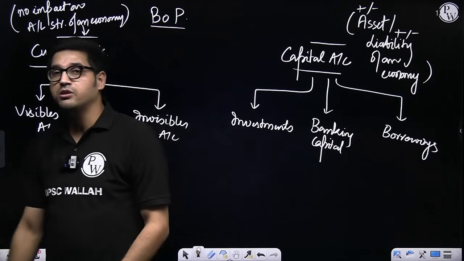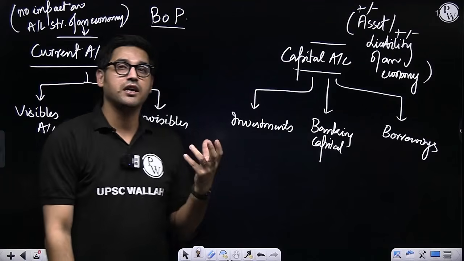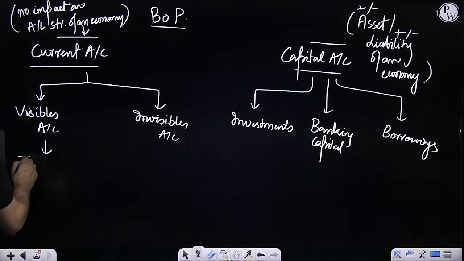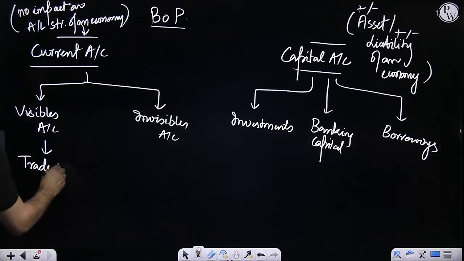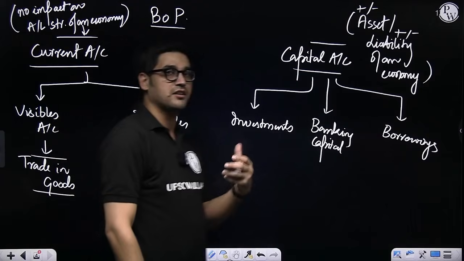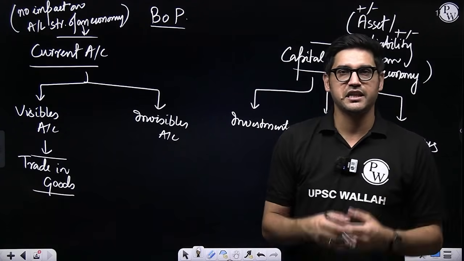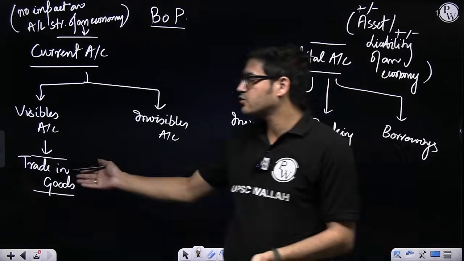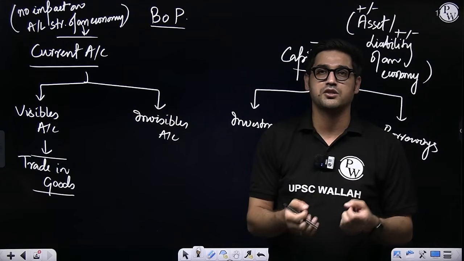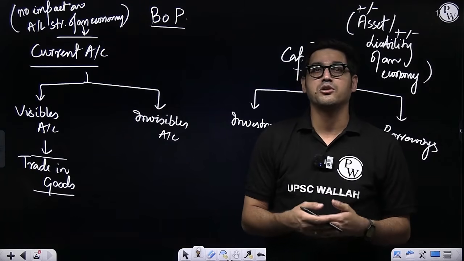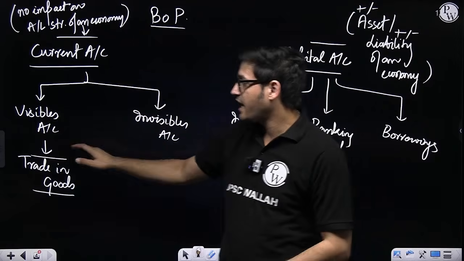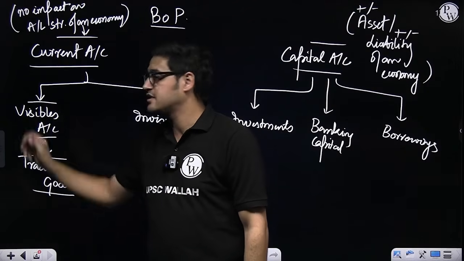Now, let us talk about the visibles account. What is included in the visibles account? When an economy trades in goods with another economy, that part goes under the visibles head. It is very commonsensical to understand why this will be called the visibles head. It is because goods are tangible, they are storable, they are transferable, and you can see the trade happening in goods, which is why the trade in goods always goes under the visibles head.